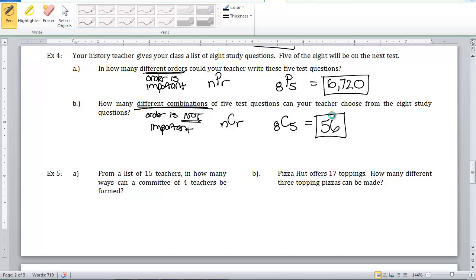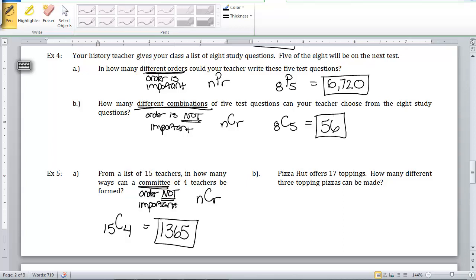At this point, please pause the video and complete example A. For example A, you wanted to form a committee, and so therefore the order was not important, and we wanted to do a combination. So from the 15 teachers, I needed 4. That calculated out to 1,365 different committees you could form from 15 teachers of 4 teachers. Please now pause the video and do example B.